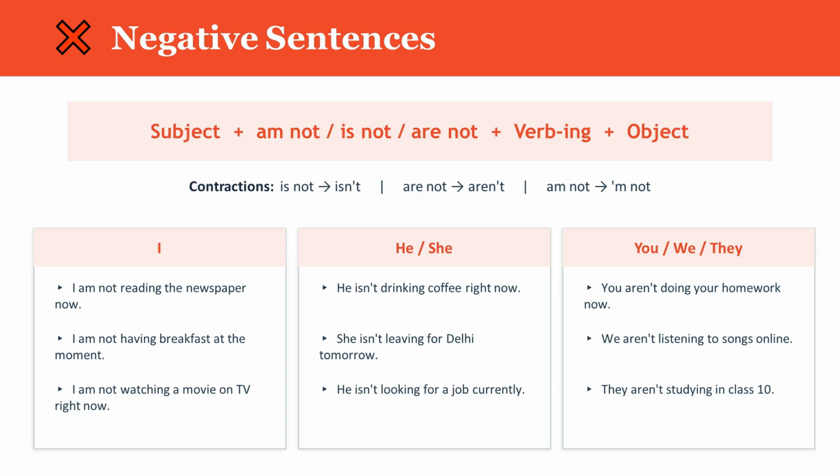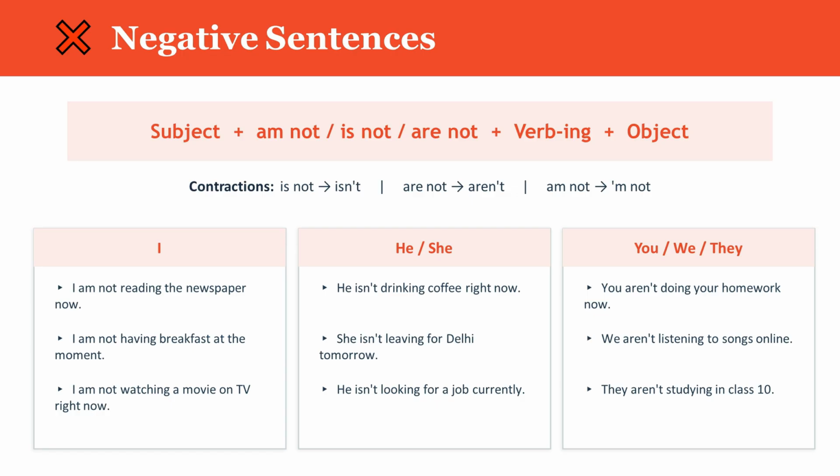Here are some examples. With I we say, I am not reading the newspaper now. I am not having breakfast at the moment. I am not watching a movie on TV right now. With he and she, we say, he isn't drinking coffee right now. She isn't leaving for Delhi tomorrow. He isn't looking for a job currently.